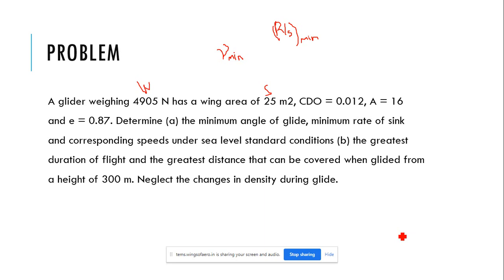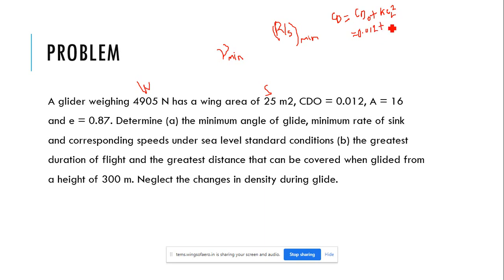Okay. So for finding the angle of glide, first of all they have given aspect ratio and CD0, so we can straight away find the value for CD. So for the formula for CD, we know CD is equal to CD0 plus K CL square. Okay.